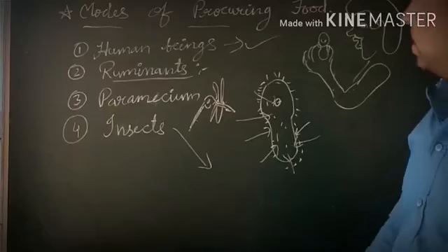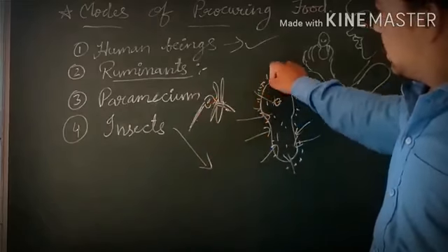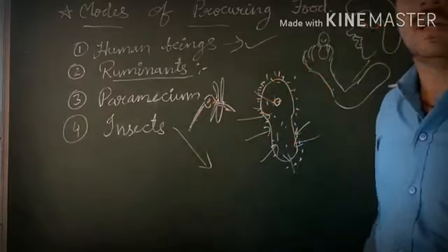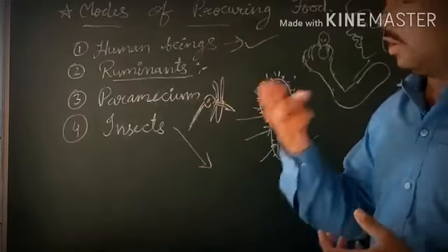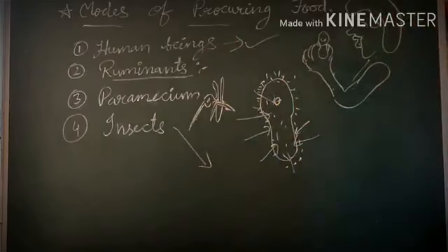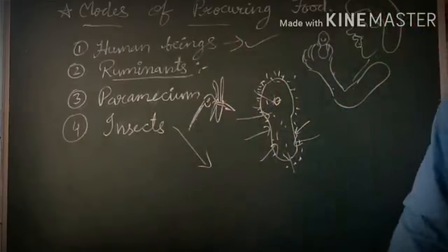Okay, this tube. In paramecium, we have the water current directly. In ruminants, directly with the mouth, and human beings use the hand and mouth. Okay. Got it?